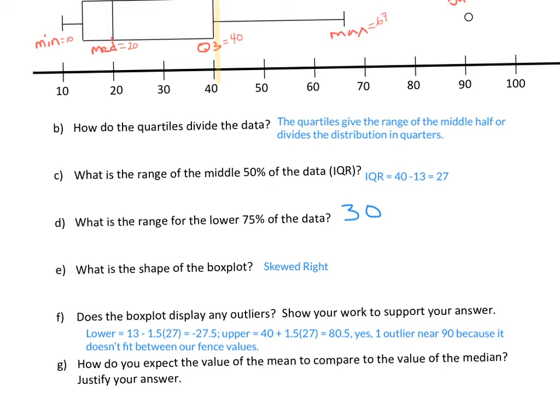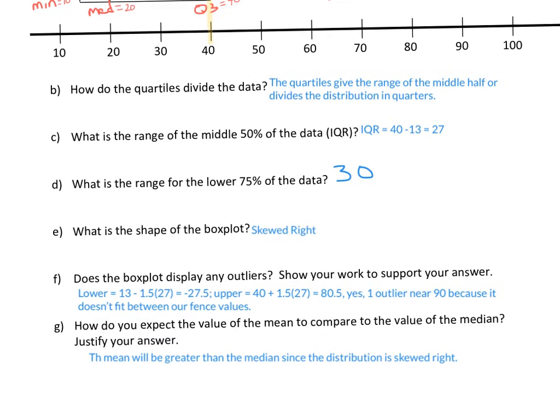And then in letter G, how do you expect the value of the mean to compare to the value of the median? Justify your answer. Take a second to do that. Hopefully you've learned that the mean will be greater than the median since the distribution is skewed right. Let's look at another problem.